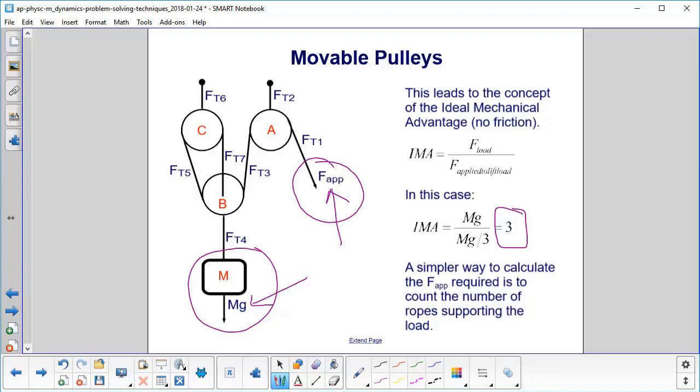A simpler way to calculate this, and maybe you picked it up when you were looking at the picture, is just count the number of rope segments that are connecting to the load. So in this case, they're all going through the traveling pulley, which is connected to the load. So your ideal mechanical advantage would be 3.